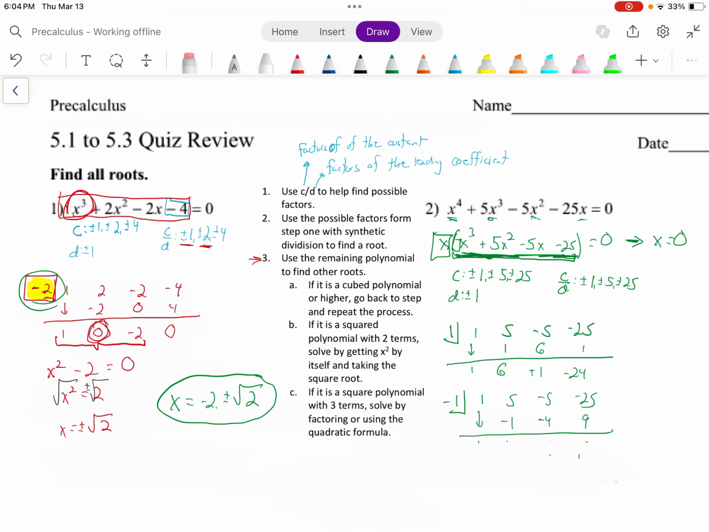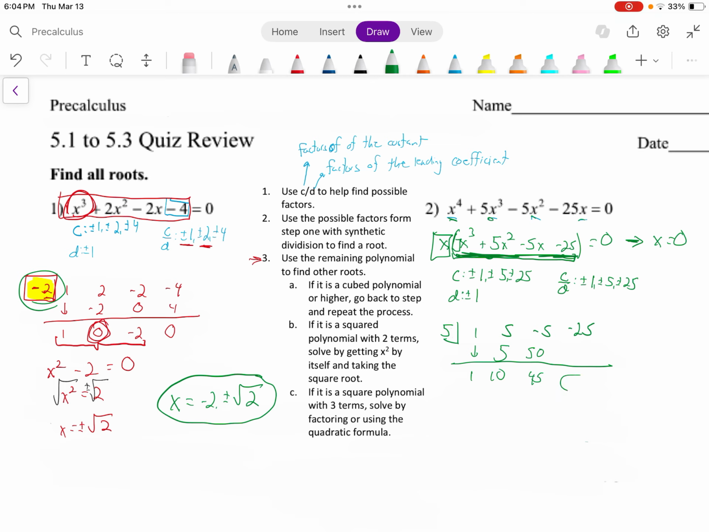So let's try plus or minus 5. So let's try 5. Bring down the 1. 1 times 5 is 5. Add those, we get 10. 5 times 10 is 50. So 45. And this is going to be way too big. 5 times 45. What is that, like 245 or something? But it won't give us 0.